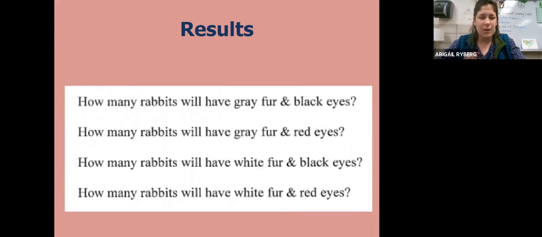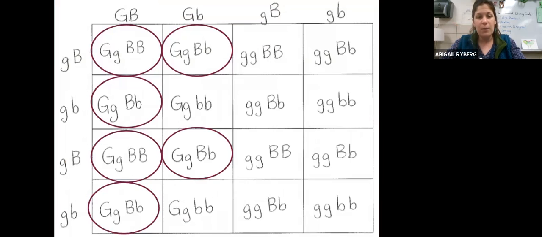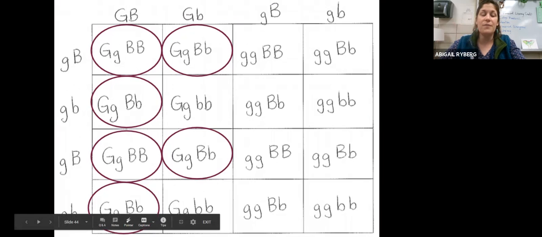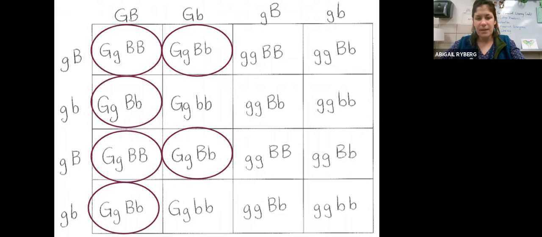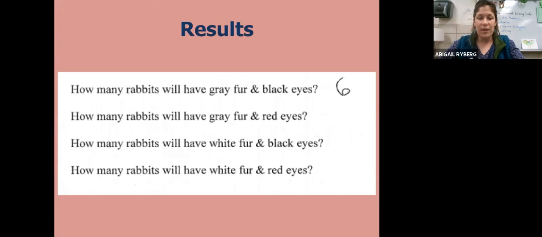So the questions here are how many rabbits will have gray fur and black eyes? And those are both the dominant traits. So if I pull up my square, again, anything that has at least one big G and one big B is what I'm looking for. So this individual, right? A big G, big B, big G, big B, big G, big B, and so on. So I got a total of 6 that would have gray fur and black eyes.